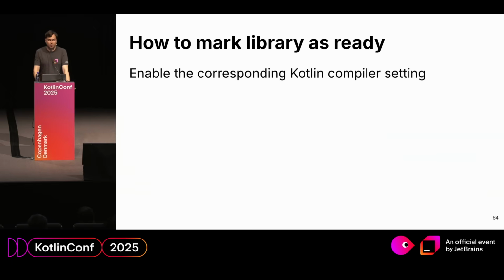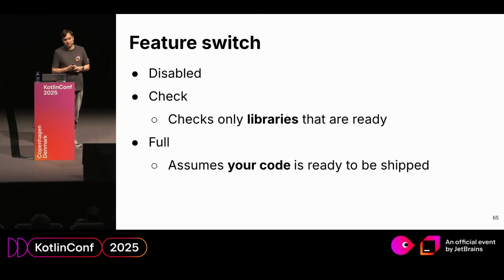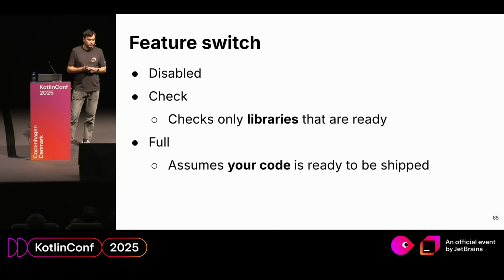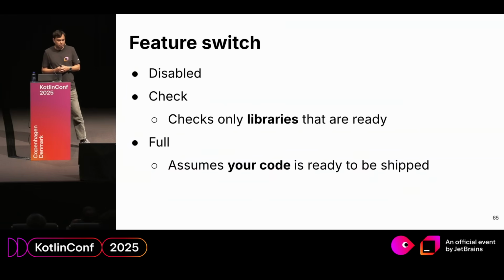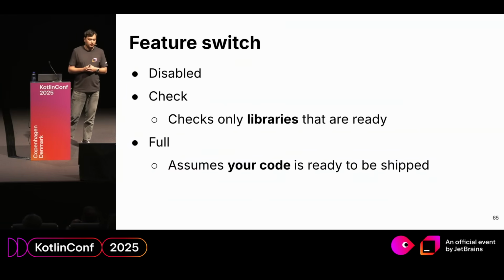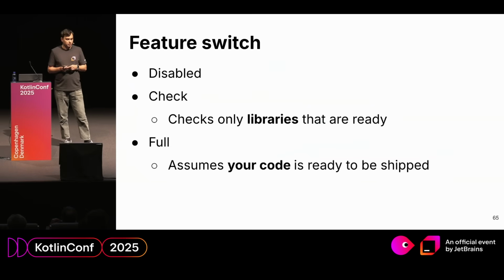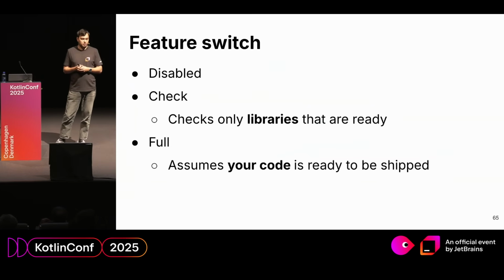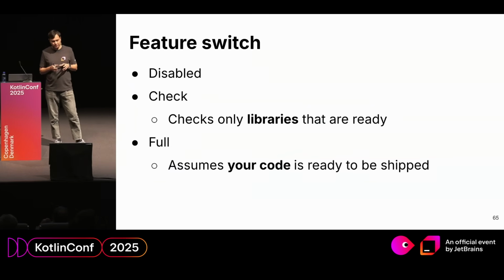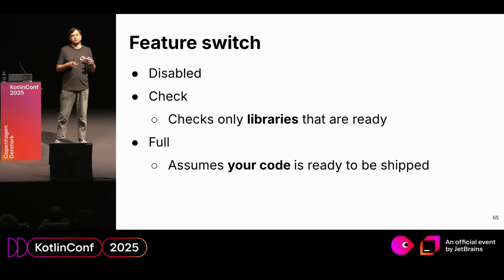And, well, how to mark the library as ready if you're an author of it? Well, by enabling the corresponding Kotlin compiler setting. So this feature, unlike most of the new features, will have a 3 state switch. Instead of just enabled or disabled, we'll have, of course, the disabled state. We will have a checker state, which will check only libraries that are marked as ready with the corresponding checker. And we will also have a full switch, which assumes that your code is ready to be shipped, that you placed ignorable return value everywhere it is supposed to be.